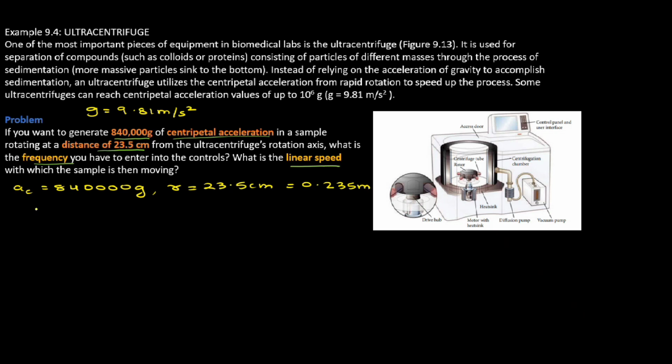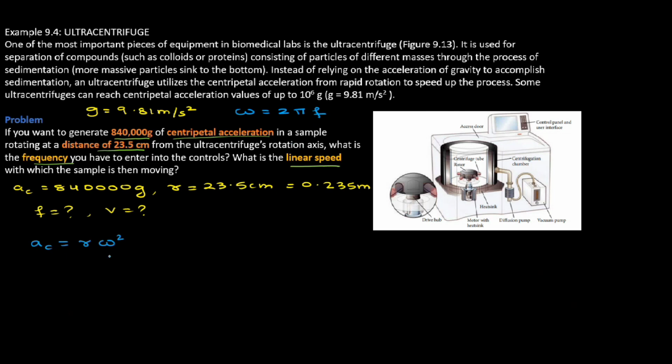The question wants me to find the frequency f and the linear speed v. Now we can find frequency using centripetal acceleration because it is related to angular velocity. Centripetal acceleration AC can be written as r omega squared in terms of angular velocity. And the reason I'm using this expression is because angular velocity is related to frequency with the expression omega equals 2 pi f. So I can use this equation to find f.